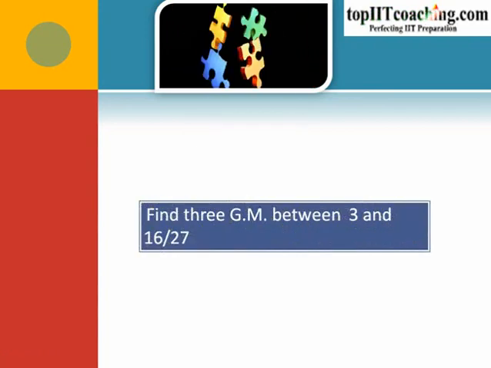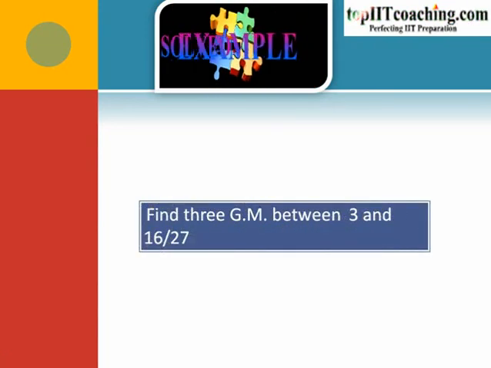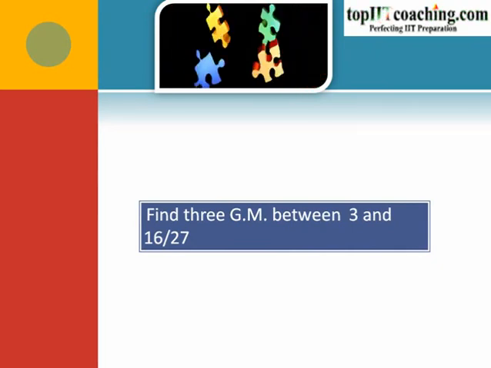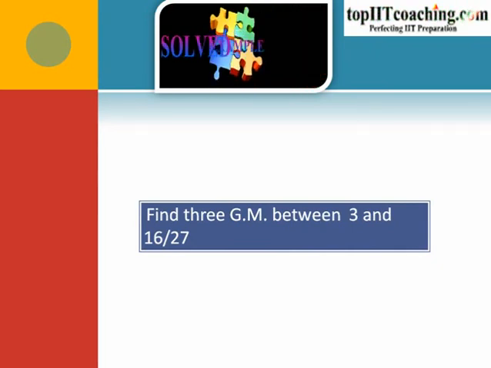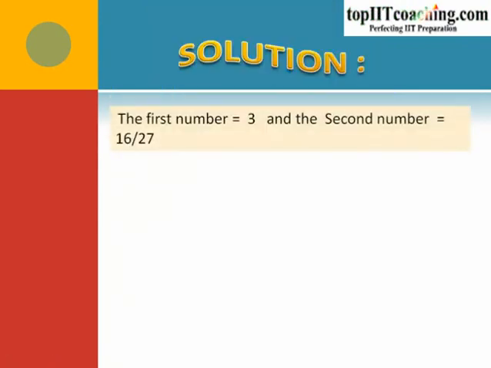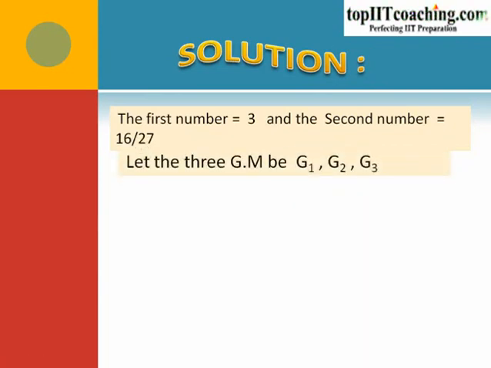So based on the above theory, let's try to solve an example. Find 3 GM between 3 and 16 by 27. So in this problem, we have to find out 3 geometric means between 3 and 16 by 27. So let's see the solution of this. The first number is equal to 3 and the second number is equal to 16 by 27. And we have to find the 3 geometric means between these two numbers. Let us say that the 3 GMs are G1, G2 and G3, and we have to find their values.